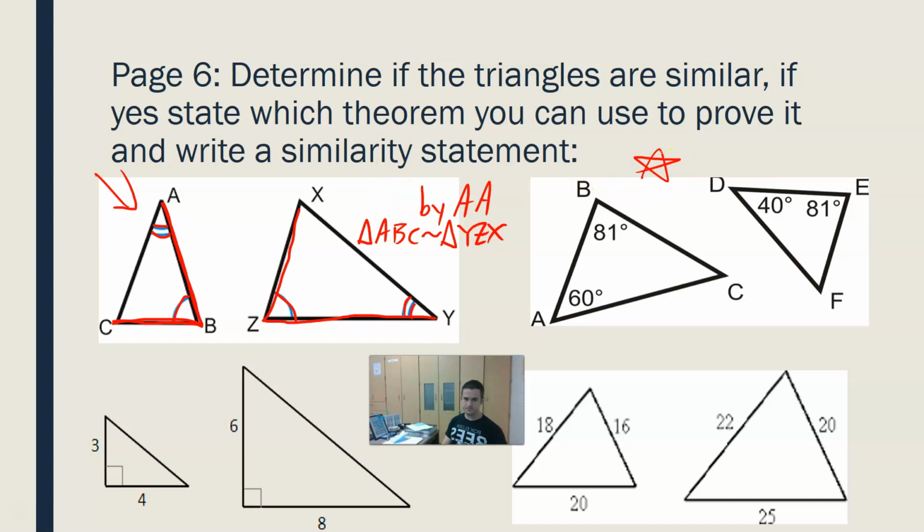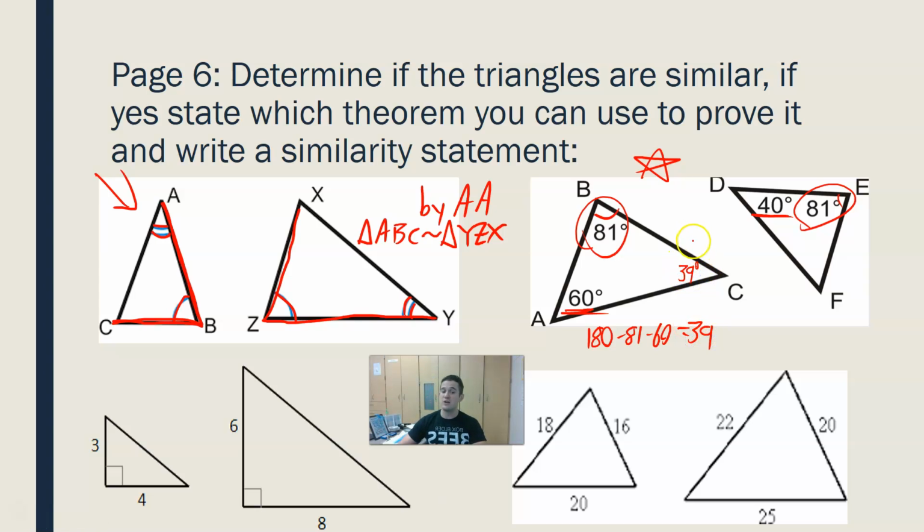Let's check this one. So I know two angles. This one's 81 degrees and this one's 81 degrees. But this one's 60 and this one's 40. Okay, well, right now it doesn't seem like they're similar, but I'm going to have to double check what these missing angles right here are. So for example, if I wanted to find this missing angle in this triangle, I'd have to take 180 degrees minus 81 minus 60. 180 minus 81 minus 60 is 39 degrees. So this angle is 39 degrees.